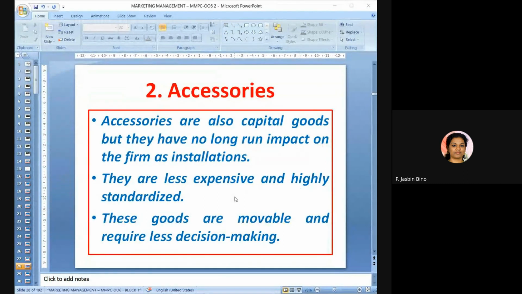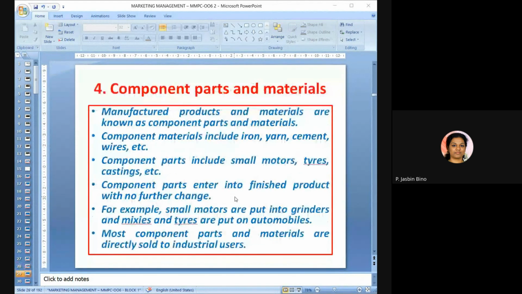They are less expensive and highly standardized. They are movable and require less decision making.